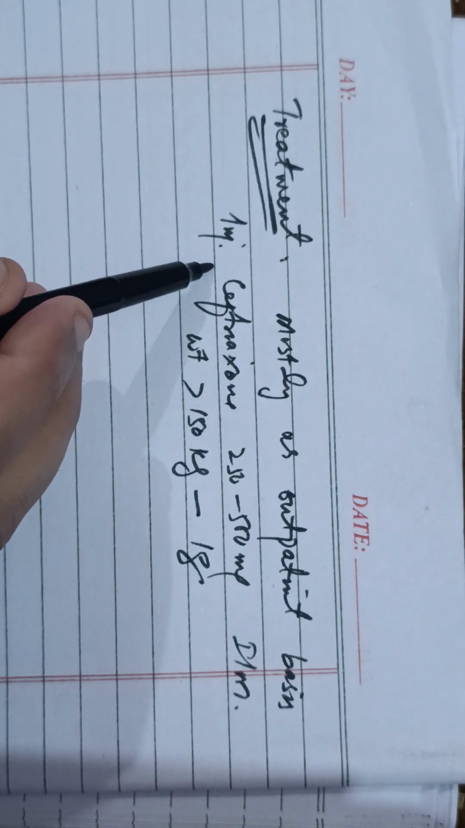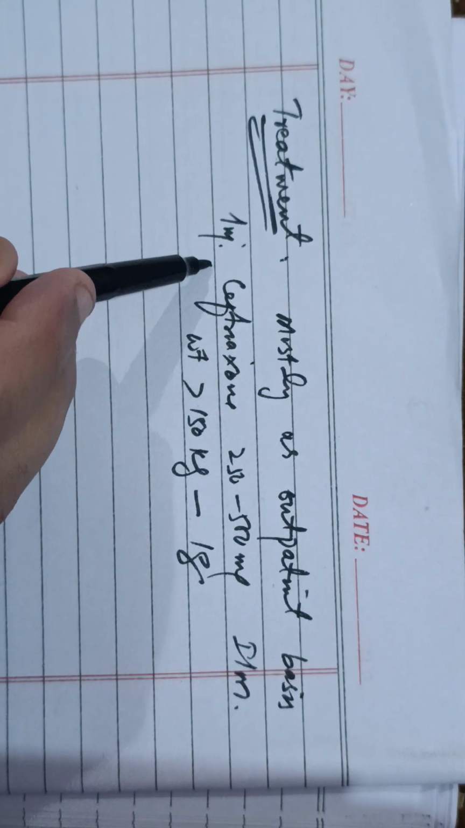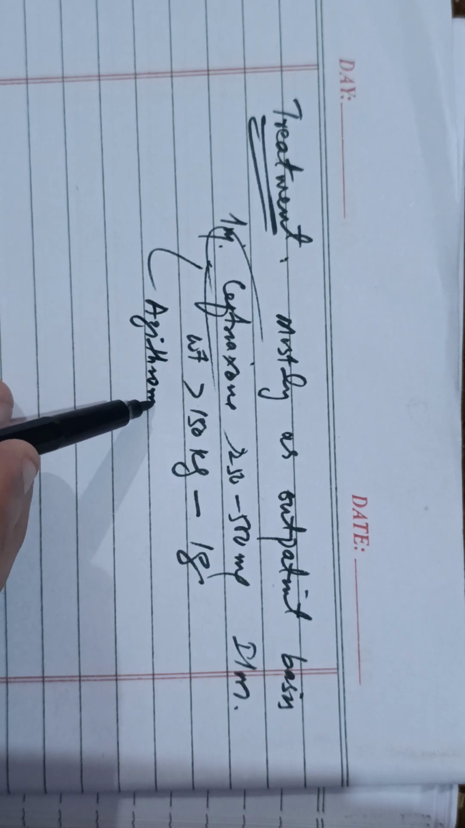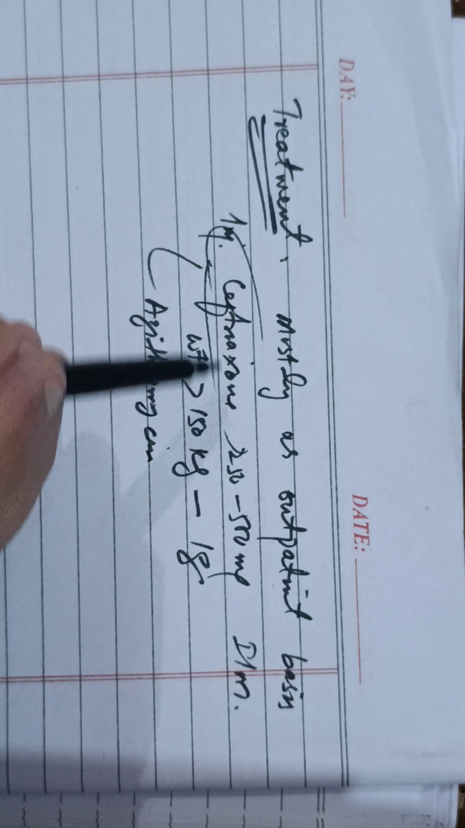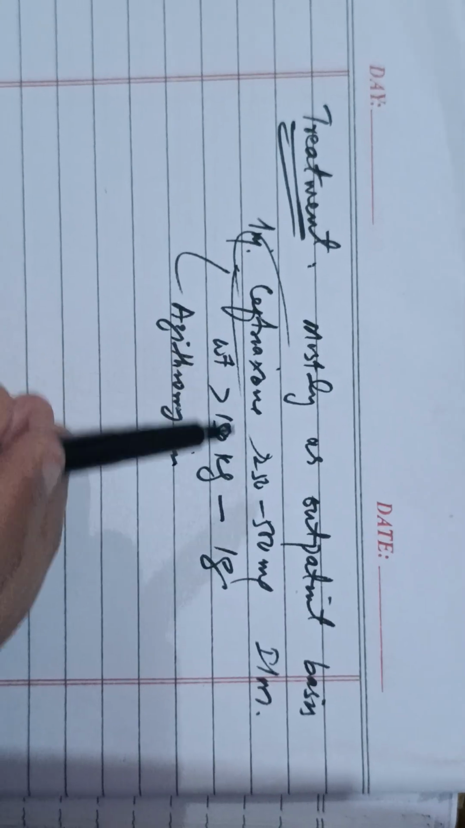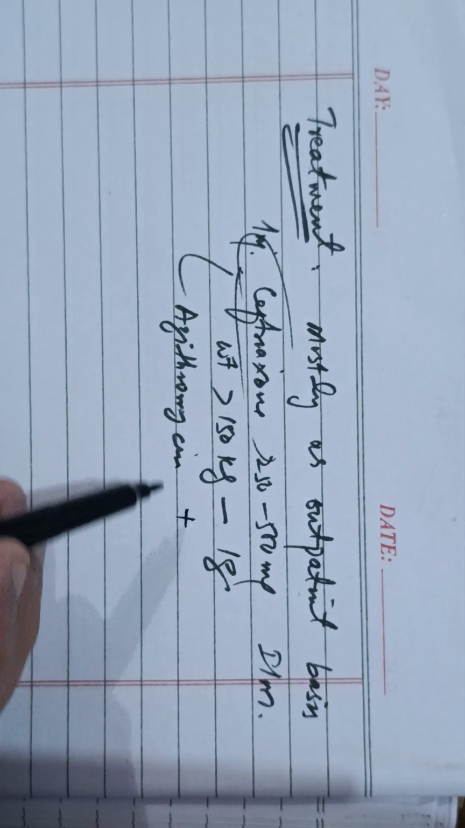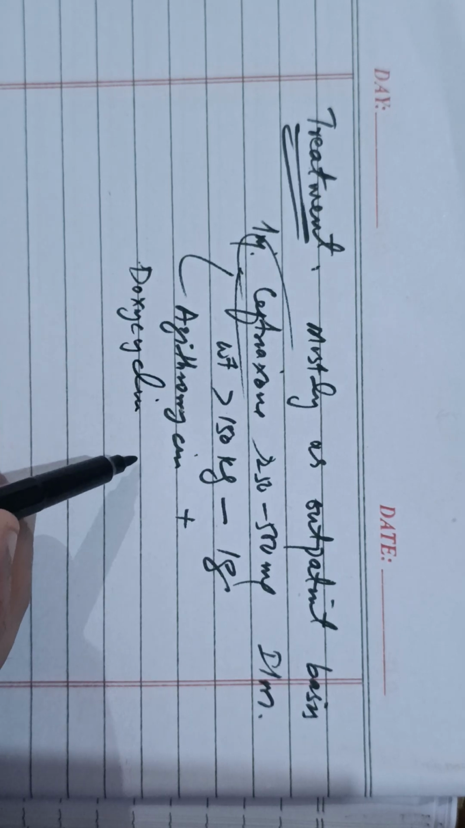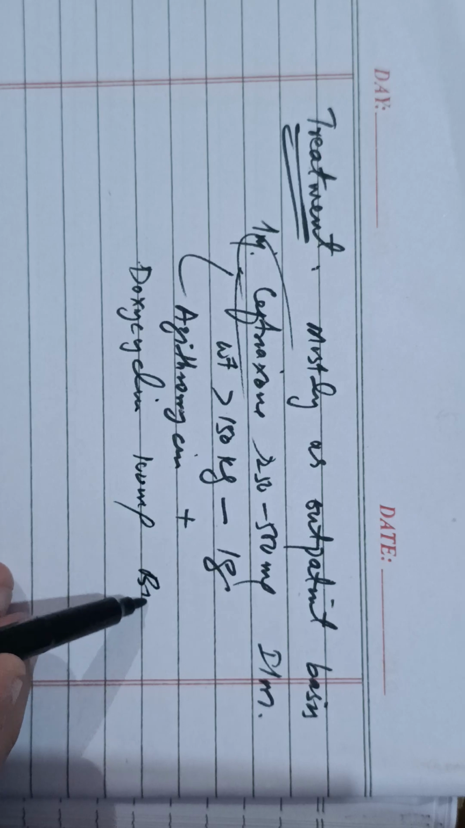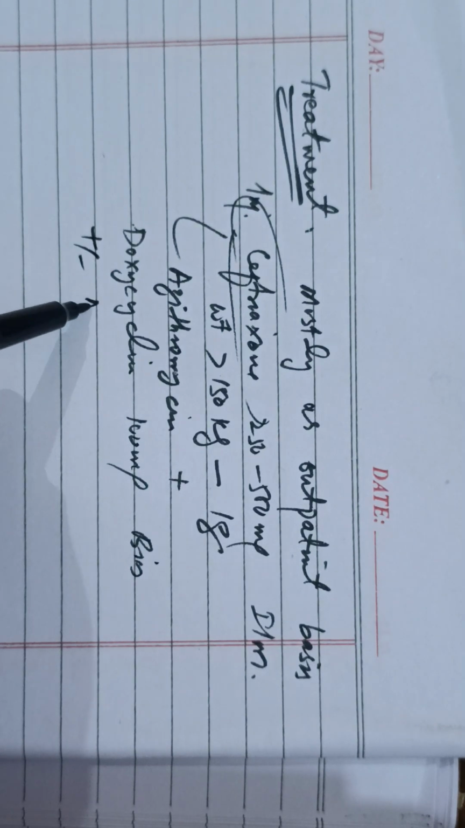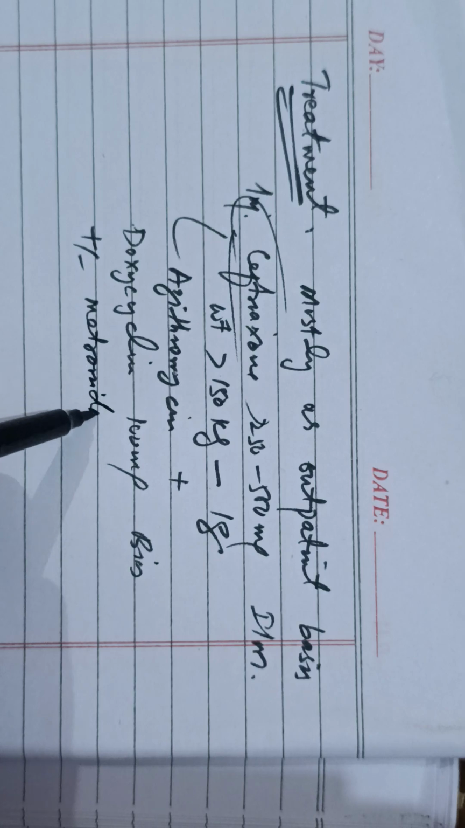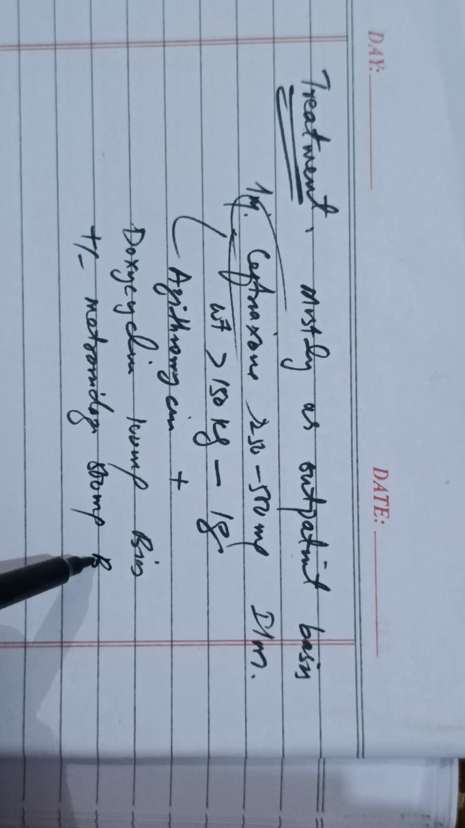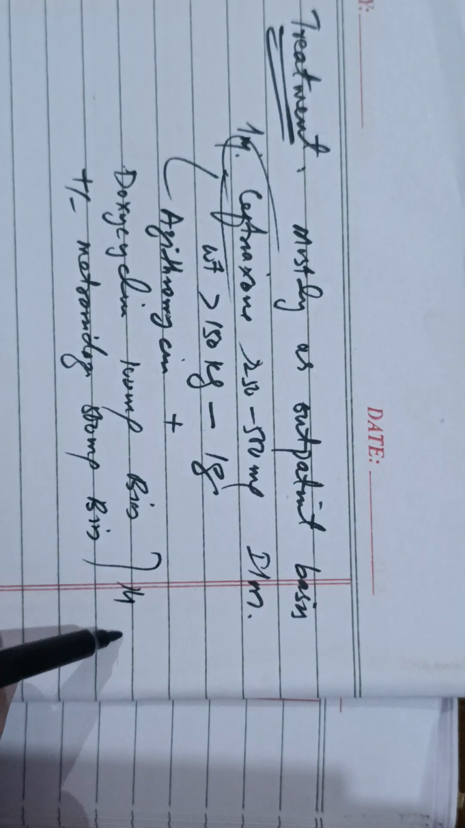If the patient is allergic to this one, then we will give azithromycin. In addition to the above injection ceftriaxone, we will also prescribe doxycycline 100 mg BD plus or minus metronidazole 500 mg BD for 14 days.